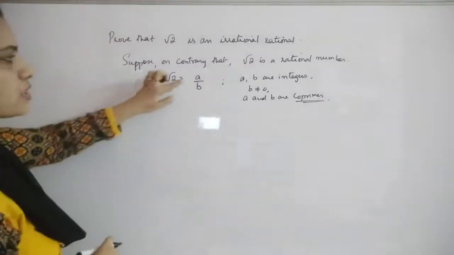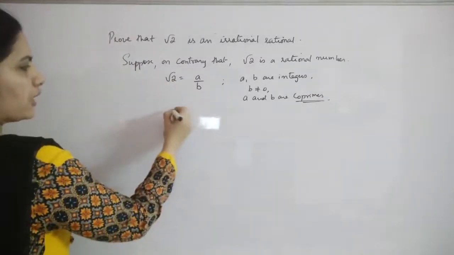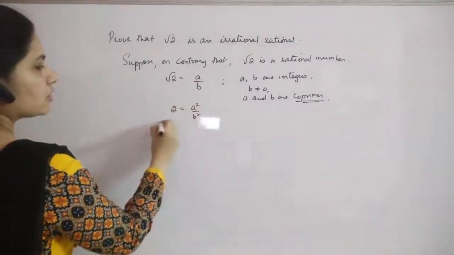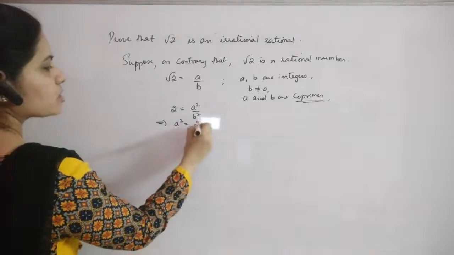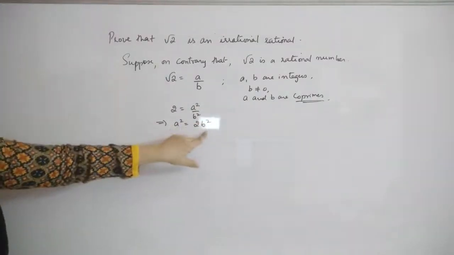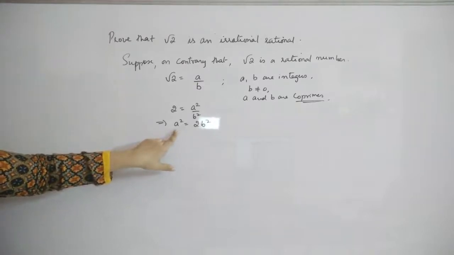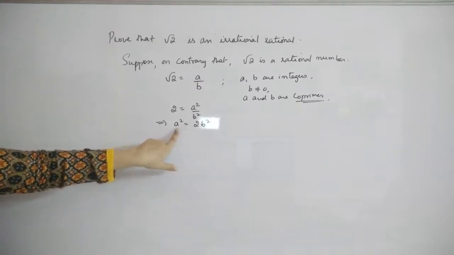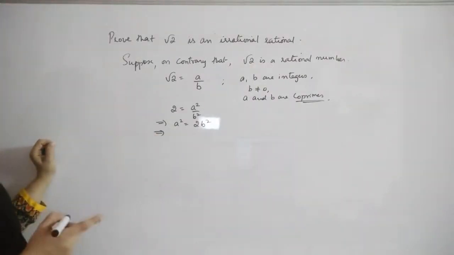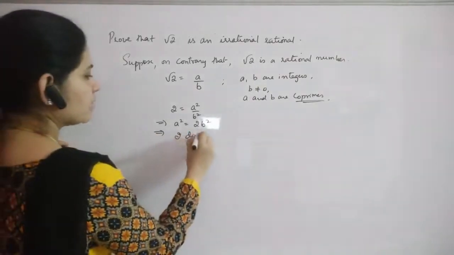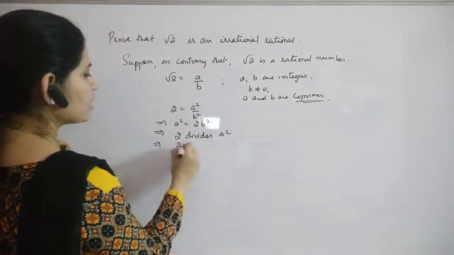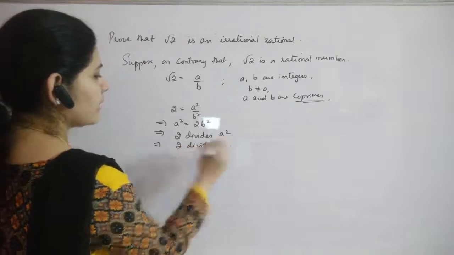So root 2 is equal to a by b. Squaring, you will get 2 is equal to a square by b square, or cross multiplying, a square can be written as 2 into b square. What is the meaning of this? A square is equal to 2 into b square means 2 divides a square. Now you have a theorem that if 2 divides a square, 2 will divide a also. So 2 divides a square implies 2 divides a.